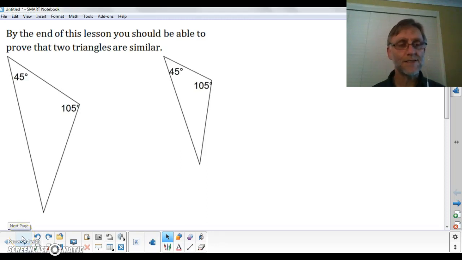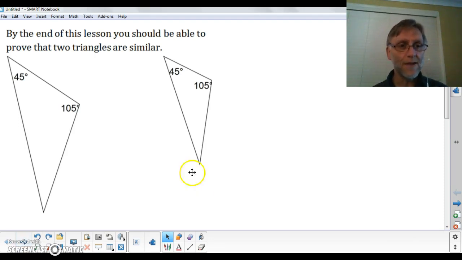Hi there. This lesson is about proving that two triangles are similar. If you remember, similar triangles have the same shape, but they're not necessarily the same size. So have a look at these two triangles. Are those two triangles the same shape?